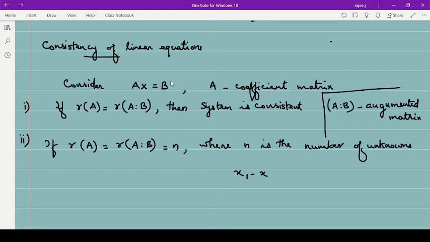Suppose I have x1 plus x2 equal to 2, x1 minus 3 x2 equal to 4. The number of unknowns here is 2, x1 and x2, so n equal to 2. When you find the rank of A and rank of AB, if that is equal to n, the number of unknowns, then a unique solution exists.